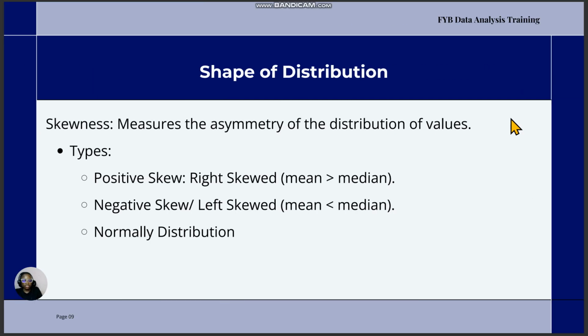Another important thing about descriptive analysis is the shape of the distribution of your data, and that is the skewness. Your data can be normally distributed, it can be negatively distributed, which is also known as left skewed, or it can be right skewed. For right skewed or positively skewed data, the mean is greater than the median, while for negatively skewed or left skewed data, the mean is less than the median. We'll see examples of these distributions in the next slide.